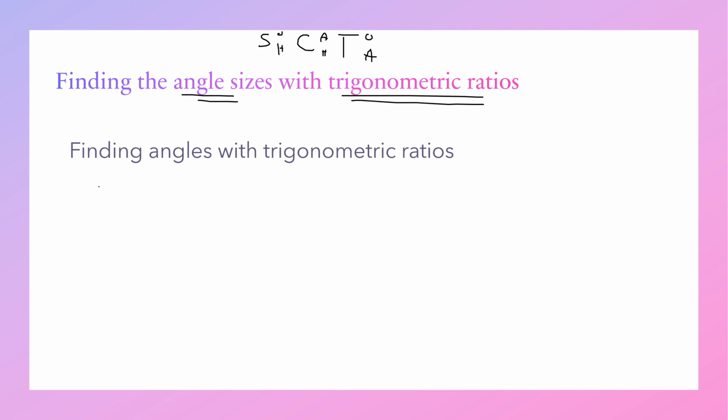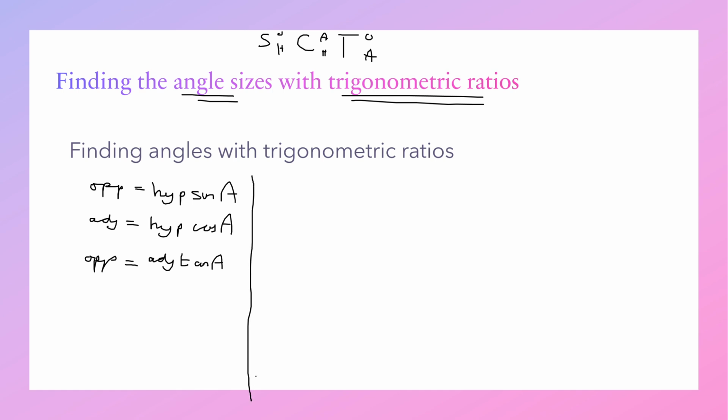So opposite equals hypotenuse times sine of the angle. Adjacent equals hypotenuse times cos of the angle. Opposite equals adjacent times tan of the angle. Okay, I'm just showing you quick tricks.